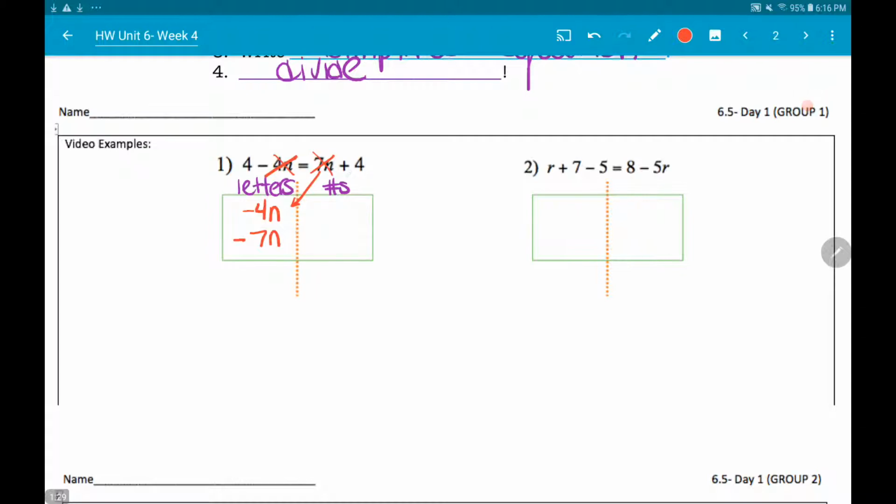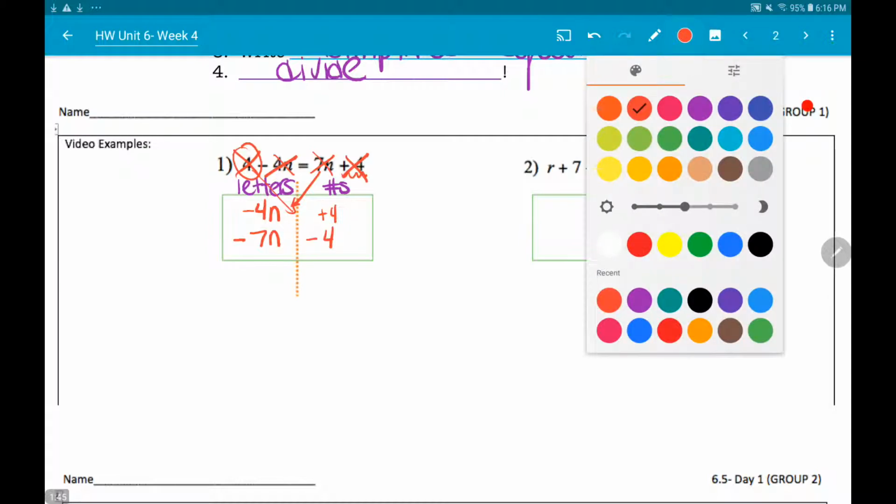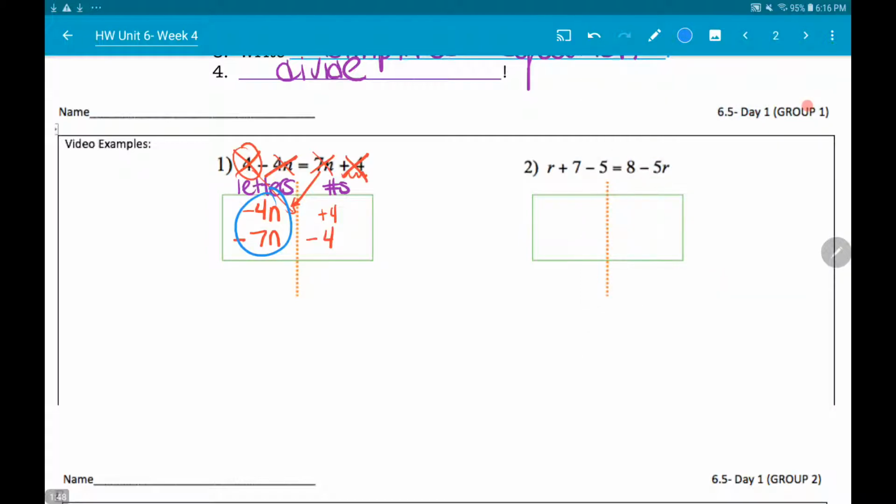Alright. So as far as numbers go, I see this positive 4. Good. And then there's another 4 on the other side. But again, if I'm crossing the line, I need to change the sign. Alright. Now we go ahead and simplify. So in my calculator, negative 4 minus 7 is negative 11n. And I'm going to do the same here. I'm going to solve it, and I get 0. So now I have my simplified equation. My last step is to divide.